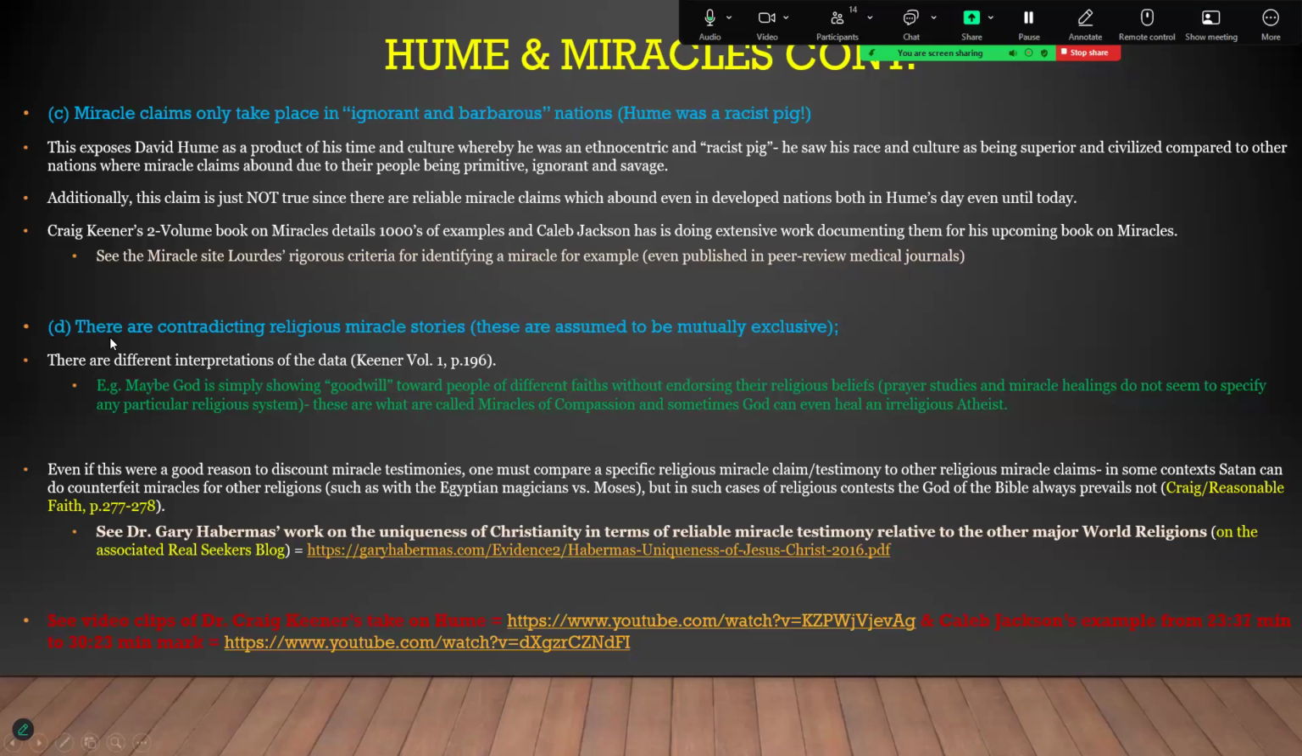What about this last one? They're contradicting miracle claims, right? Because there are miracle claims in different religions and stuff like that. Well, in order to respond to that, there are different interpretations of the data, right? So it could be, number one, that it's true. Maybe there are actually some miracle healings that take place in other religious contexts, like some Hindus get miraculously healed or something like that, or atheists might get healed at times.